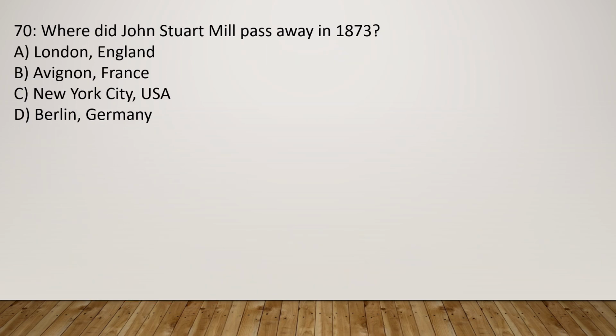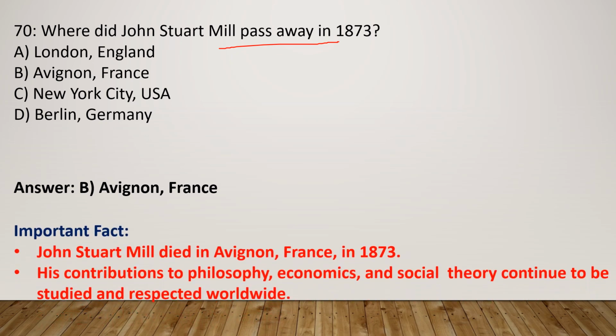Where did John Stuart Mill pass away in 1873? It was Avignon, France. John Stuart Mill died in Avignon, France in 1873. His contributions to philosophy, economics, and social theory continue to be studied and respected worldwide.